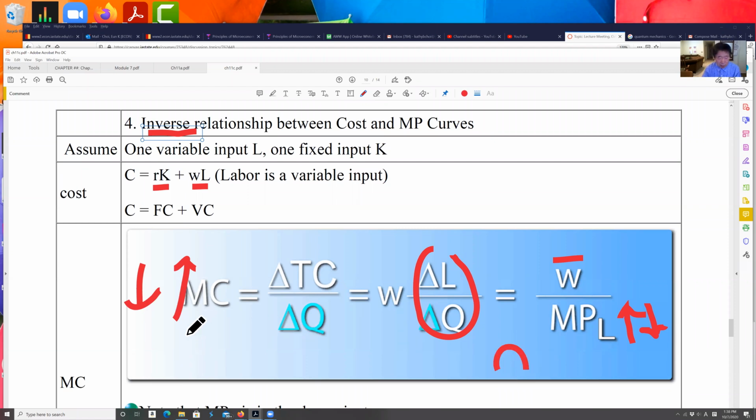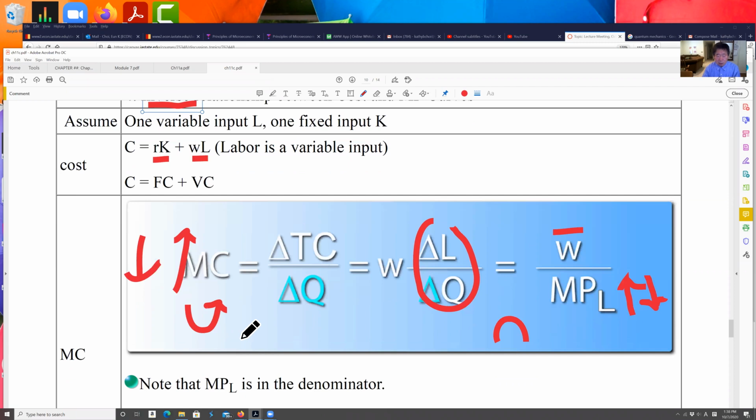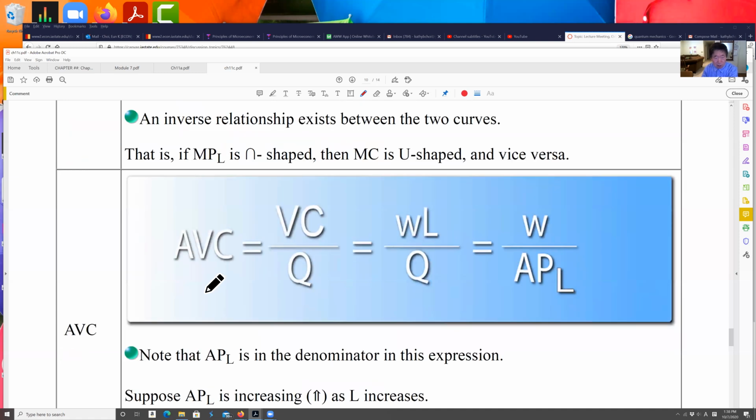And that's the reason why the marginal cost curve is U-shaped. Okay? There is an inverse relationship between the marginal cost curve and the marginal product of labor curve. Next, we observe a similar relationship between average variable cost and average product of labor.